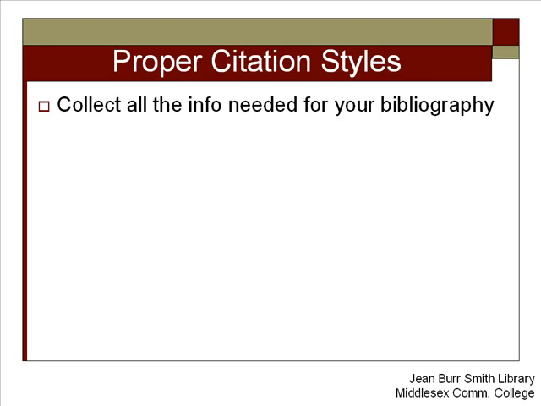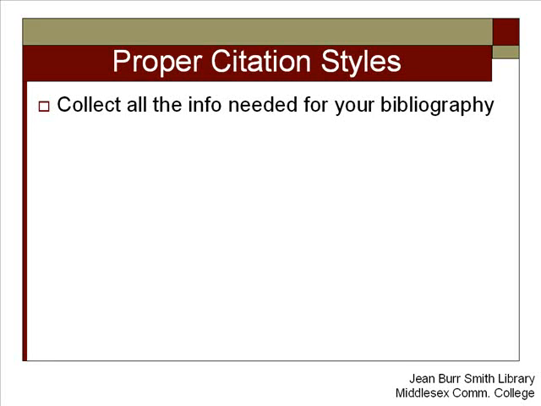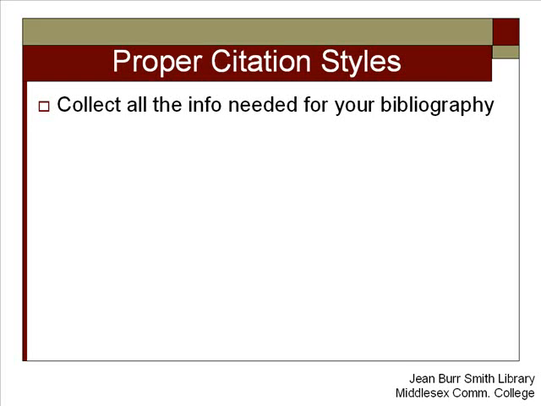To create either, you will need basic pieces of information about your resource, usually the author's name, title of the article, title of the book and/or journal, date and place of publication, page numbers, and more. One tip is, as you are finding the information you need, even if you aren't sure you will actually be using the information, print out the summary page that includes all this information, or copy the title page of a book in print, or print out the web page or pages. This will save you much time and aggravation toward the end of the research process.